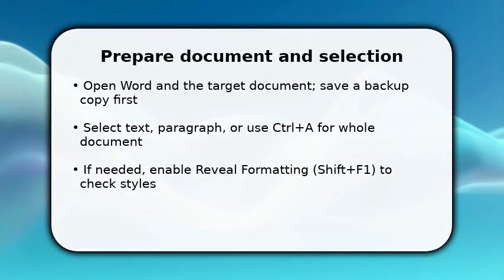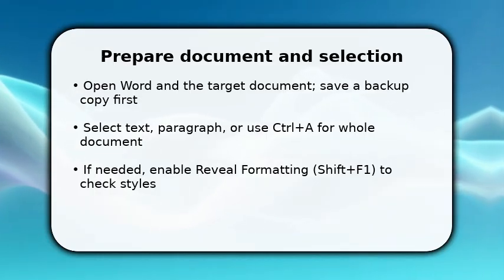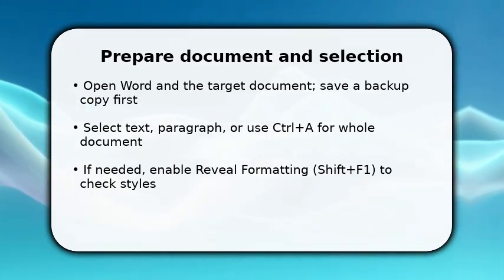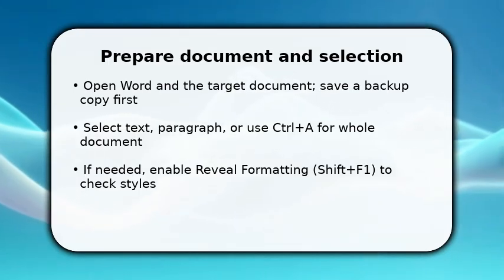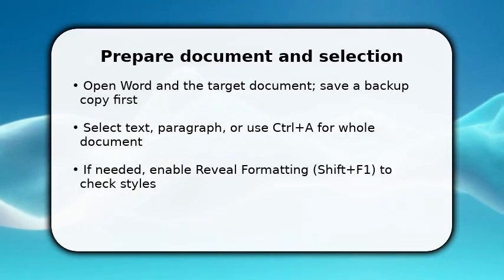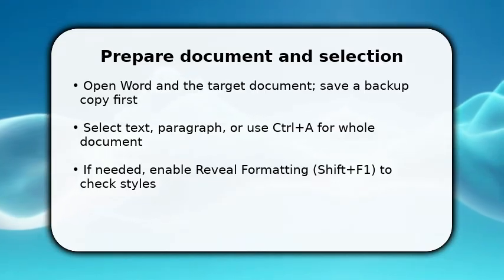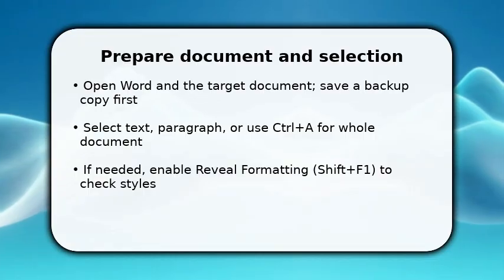You start by opening the document and immediately select what will get the background color. You can select a word, multiple words, whole paragraphs, or press Ctrl plus A to target everything. Once done, make sure styles aren't forcing colors. Check Reveal Formatting with Shift plus F1 if results differ. This step matters because Word applies color at different levels: direct text shading, paragraph shading, or style-based background.